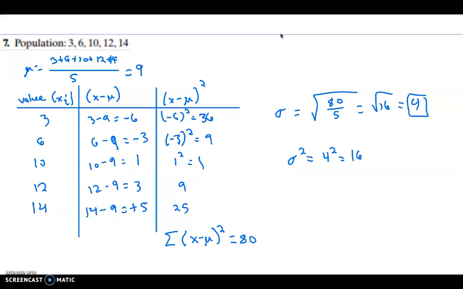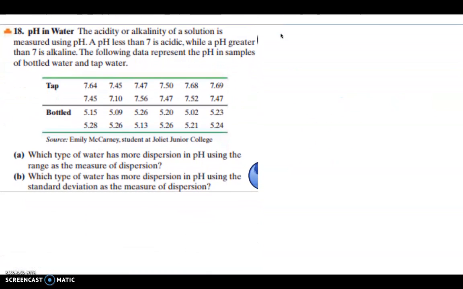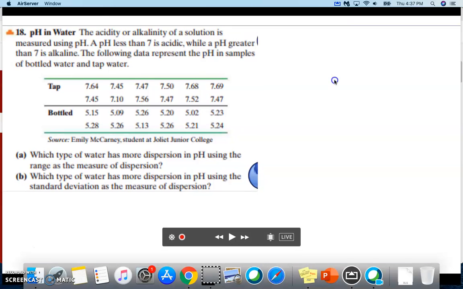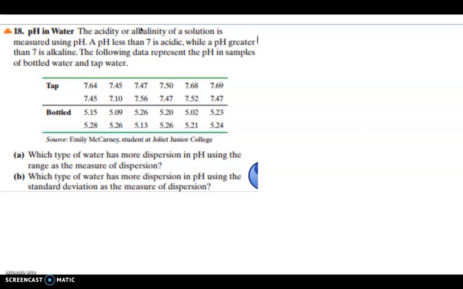Okay, so that's a look at how we would determine these by hand. Hopefully you can see that this is a pretty tedious process, and so we're going to yield to StatCrunch to help us out in finding some of these more difficult standard deviations. This next one: the acidity or alkalinity of a solution is measured in pH. A pH less than 7 is acidic, while greater than 7 is alkaline. So we've got tap water versus bottled water. Which type of water has more dispersion in pH using the range as a measure?